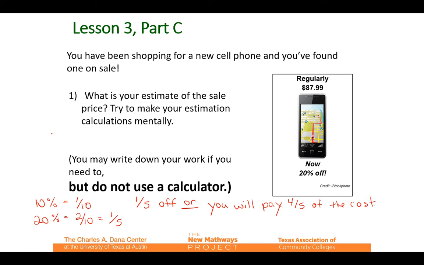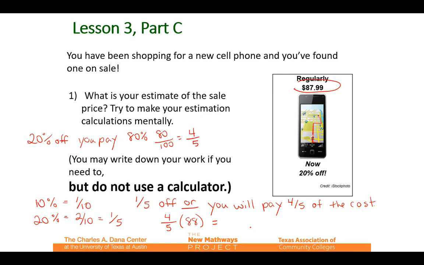So another way you can think about it is if something's 20% off, you pay 80%. 80% is 4/5. All right, well, let's see. The price is about $88. So what is 4/5 of $88? That might be hard to do without a calculator.